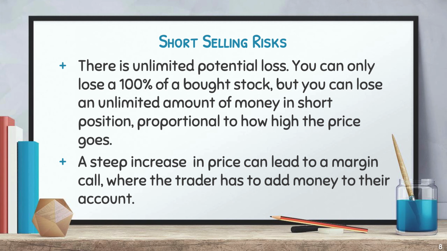Okay, so what about risks? Again, there is an unlimited potential loss. You can only lose 100% of a stock that you bought long. Remember, we call it bought long. But you can lose an unlimited amount of money in a short position. So if you sell short at $10 and it goes to $1,000, imagine the loss. And if it keeps climbing to $2,000, imagine the loss. You may be thinking, how likely is that to happen? But it has happened a lot.